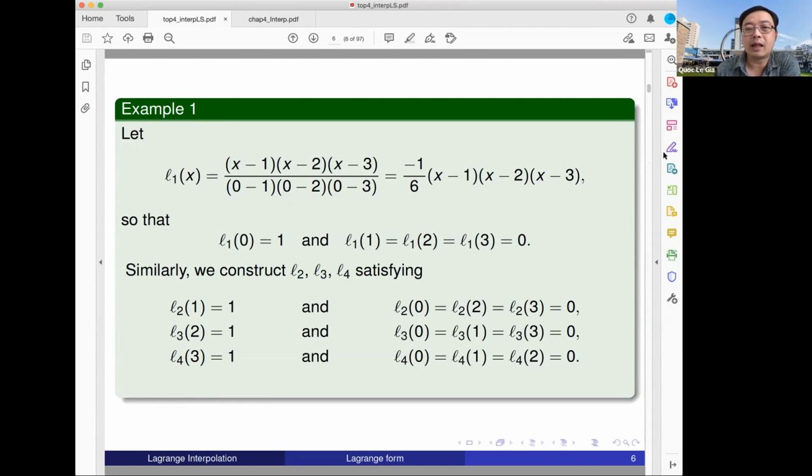Yes, so for L2, at least you got the numerator correct, right? So x minus 0, then you ignore x minus 1. So you got the idea, right? You use the same method for L2. Then you can verify that L2 at 1 equals 1, and at all the other points it equals 0. And you can do L3 and L4. So you have 4 points, then you have L1, L2, L3, L4.